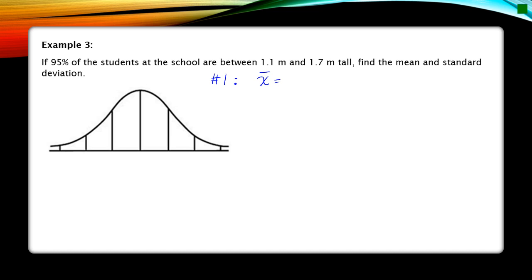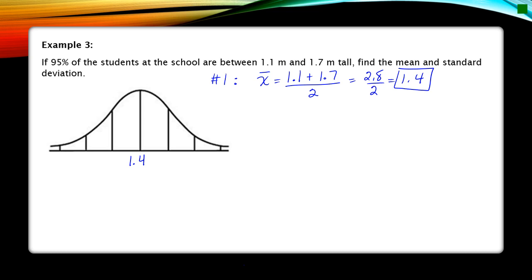So the middle of the 2 points you would find by adding them and dividing by 2. So this ends up being 2.8 divided by 2, which gives you a total of 1.4. So now I know that the middle of my normal curve is at 1.4.